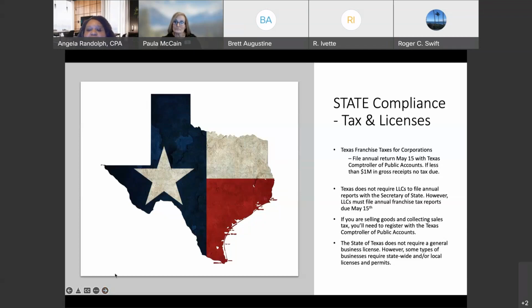Okay. So the state of Texas does not require a general business license. However, there may be certain types of businesses and industries that require statewide and/or local licenses and permits. So you have to do some research before you get started on the industry that you're in and see what's required in terms of permits and licenses, in either a local library, or you check with someone at SBDC and they should be able to help you determine if that's required for your specific industry and business.